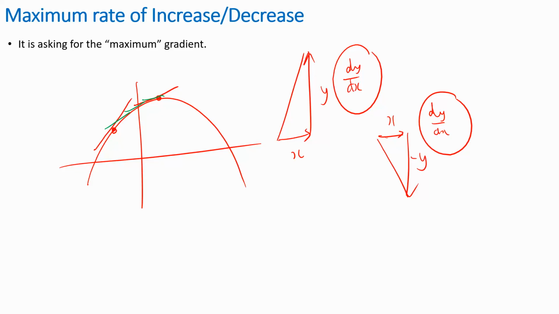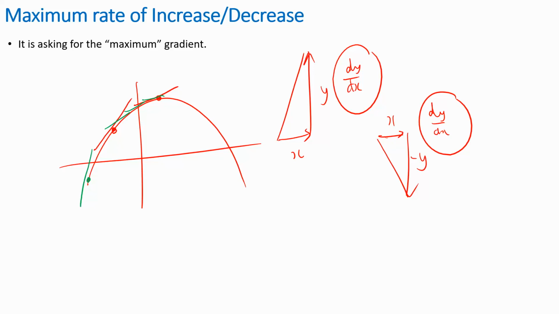Because at this point here, the tangent is really steep. That means for every little x you move across, it's a high jump for the y. Whereas over here, for every little x you move across, it's a very low jump for the y. So we call that a slow rate or a lower rate. Yeah? So it's a slow rate of increase, but we want to find the maximum rate of increase.